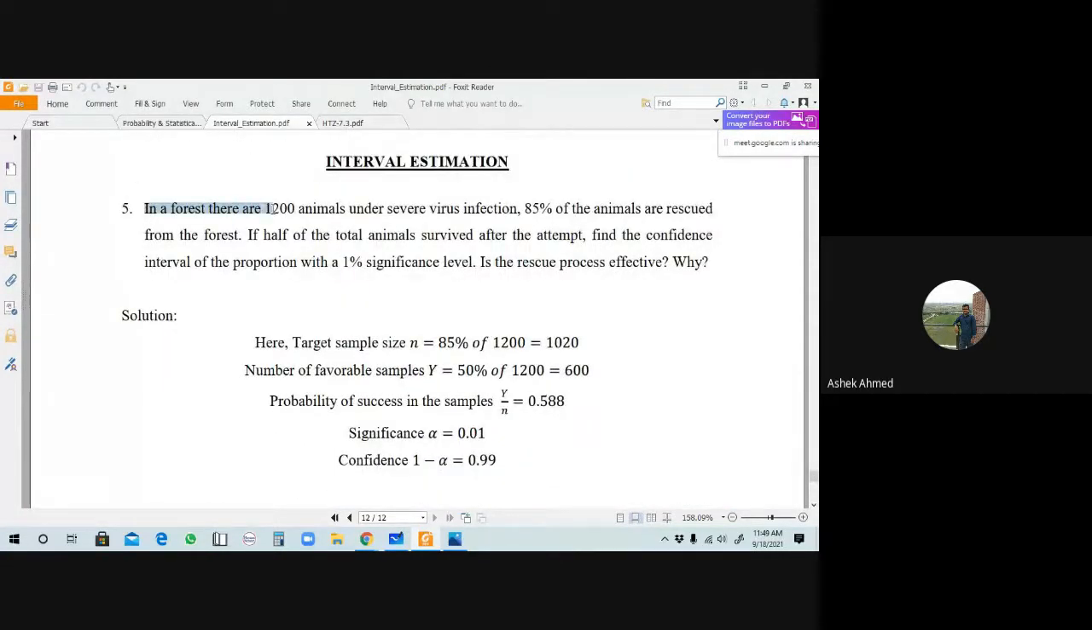In a forest there are 1200 animals under severe virus infection. 85% of the animals are rescued from the forest. They removed, rescued 85% of the animals from the forest. Okay, the total number of animals in the forest was 1200. Of these, 85% were removed for rescue. So from here we can determine the sample size n, that will be 85% of 1200. So that is 1020.